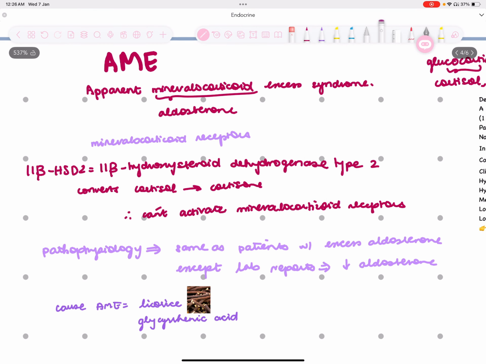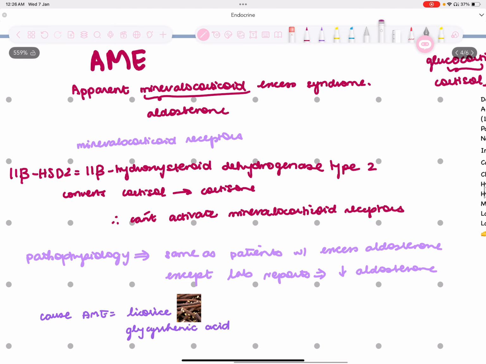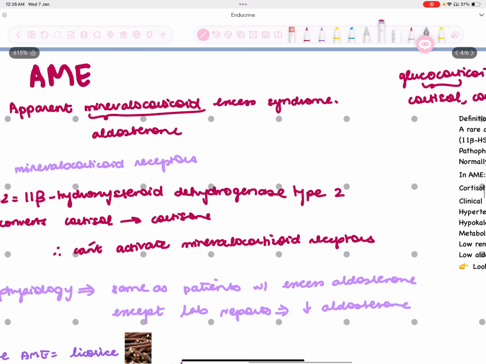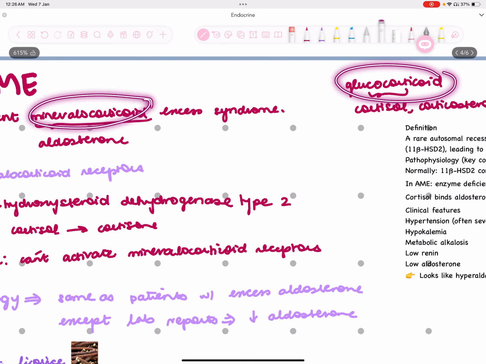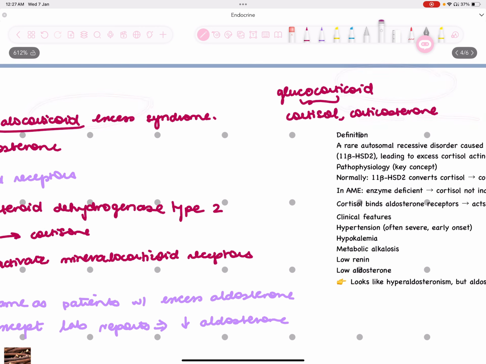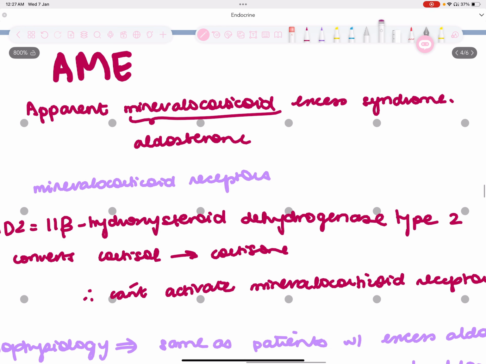Hi everyone, today we're talking about this disease called apparent mineralocorticoid excess syndrome. Now, what happens is that we have mineralocorticoids and we have glucocorticoids. Both of these hormones are secreted by our adrenal glands. Under the classification of glucocorticoids come cortisol and corticosterone. These are two examples of glucocorticoids. And the principal example for mineralocorticoid would be aldosterone, right?